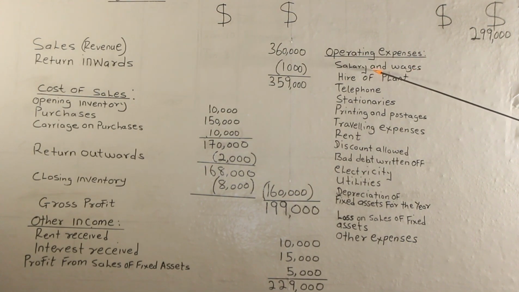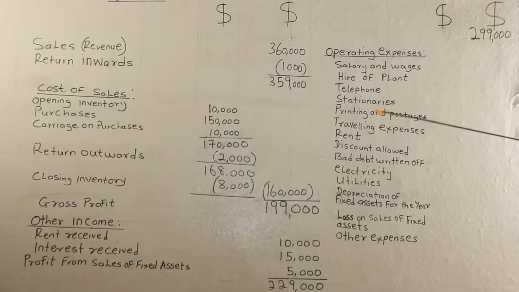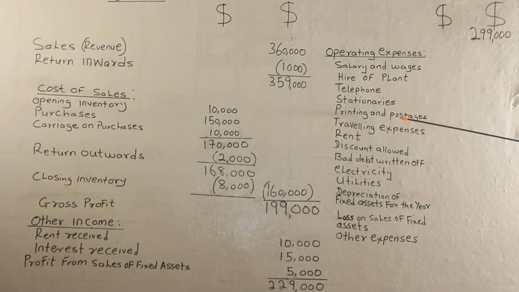Salary and wages, this may be the amount Victory Enterprises pays to their workers monthly or weekly or daily. Hire of plant, they may hire plants for use or generators for use, and this involves some expenses. Telephone calls or telephone bills also constitute expenses. Stationeries such as notebooks, pencil, eraser, and so on constitute stationeries expenses. Printing and postages, when you print some documents for use and make some postage, it constitutes expenses.